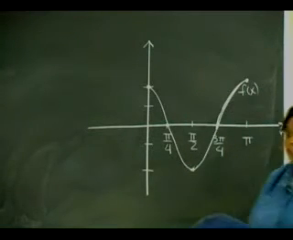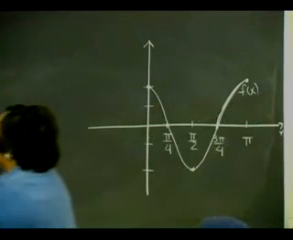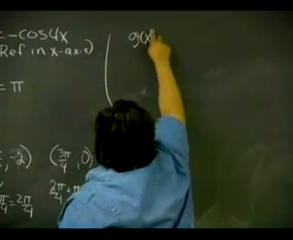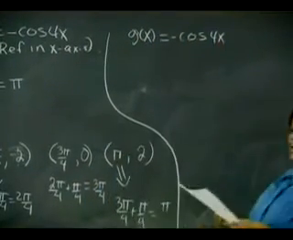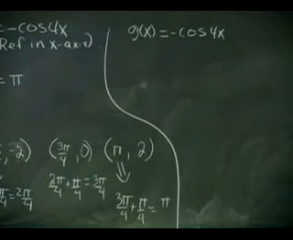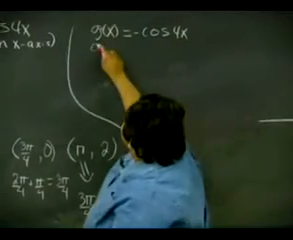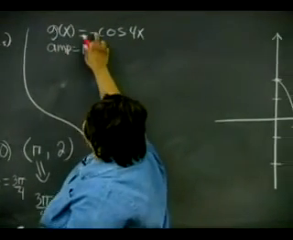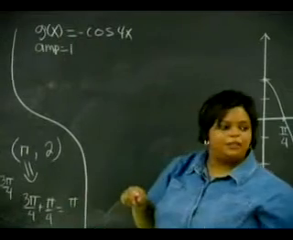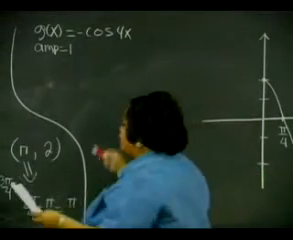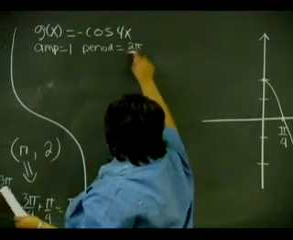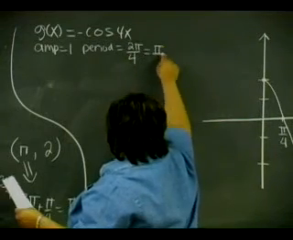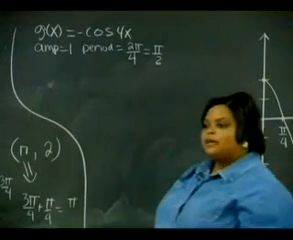How about g of x? We know it's a reflection in the x-axis, so it's going to be turned upside down as far as the x-axis goes. What is our amplitude here? The amplitude is 1, the absolute value of negative 1. What's our period? It's 2 pi divided by b. b is 4, so the period is pi over 2.